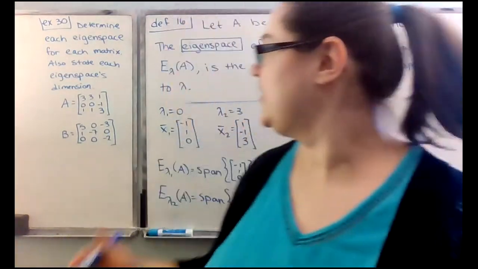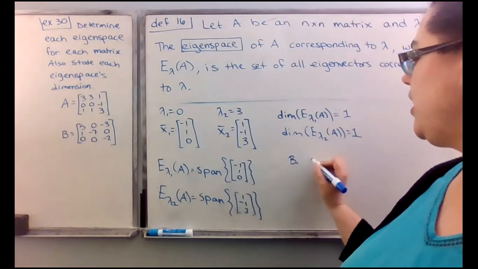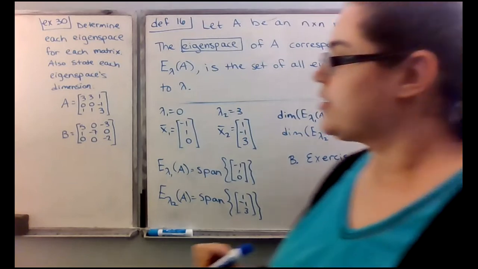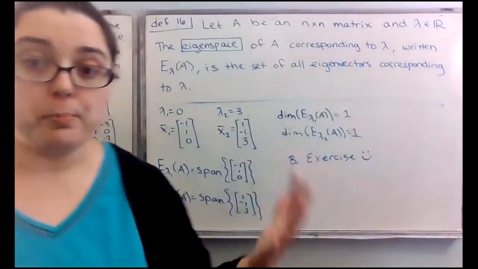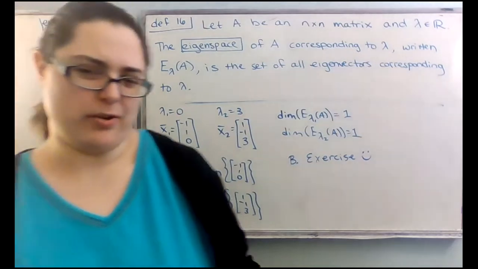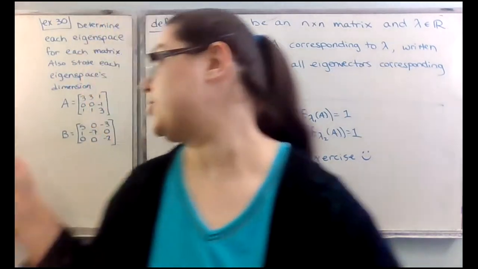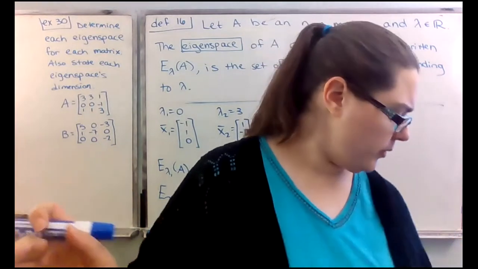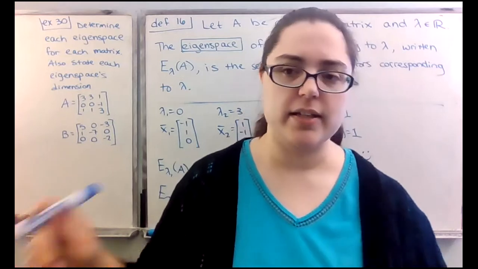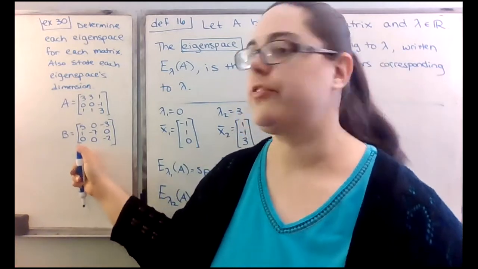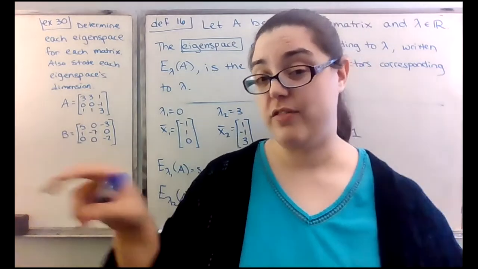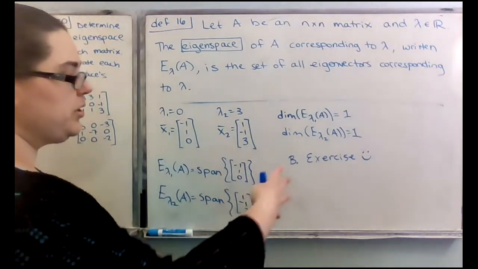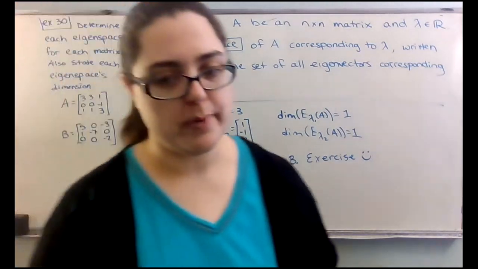So for part B, I'm going to leave that as an exercise. That's a wrap-up practice problem to review everything that we've been going through in this video. We have seen this matrix before. We found the eigenvalues in example 27. From that, you need to find each of the eigenvectors. And once you have your eigenvectors, then you can set up your eigenspace and their corresponding dimensions.